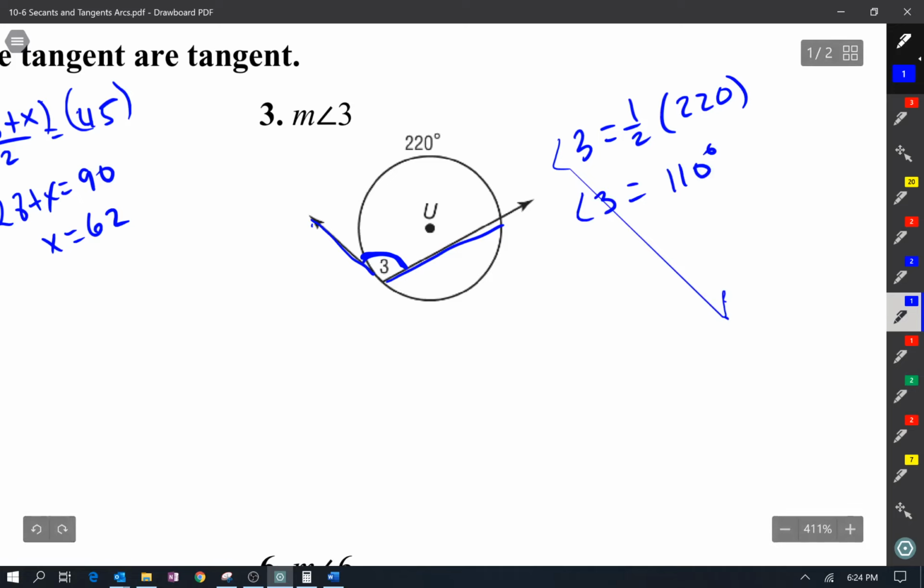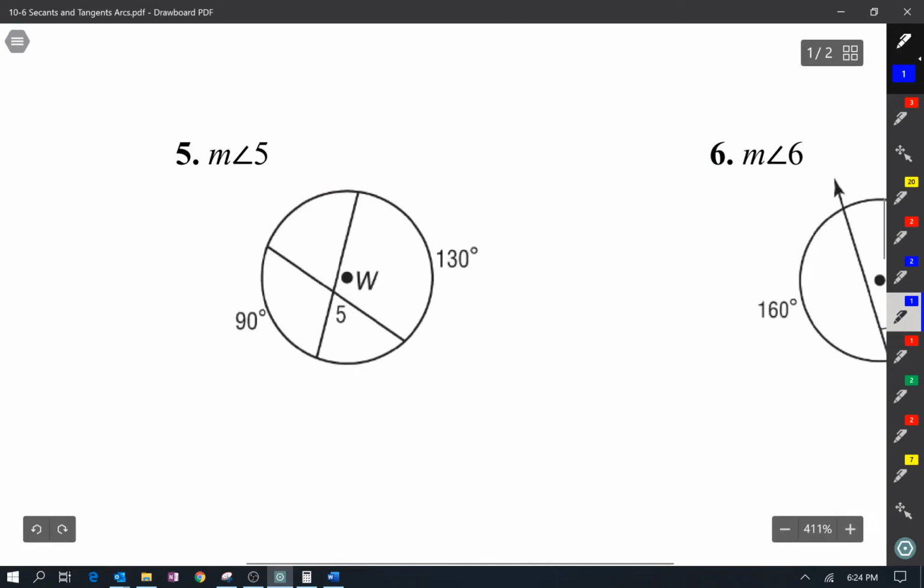And incidentally, you could actually figure out what this arc is, right? Because if that's 110, then this is, what is that, 140? Because it'd have to be 360 together. So you could get other stuff like that too. All right, next problem.